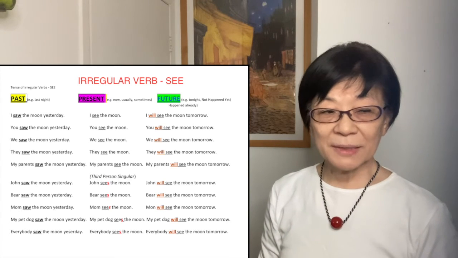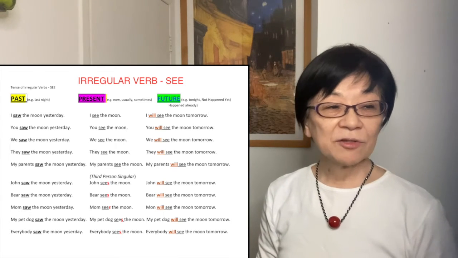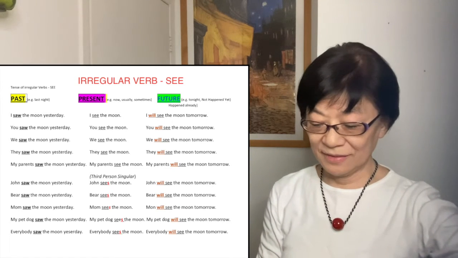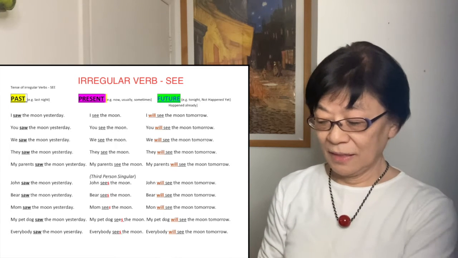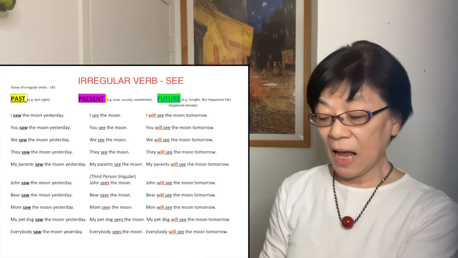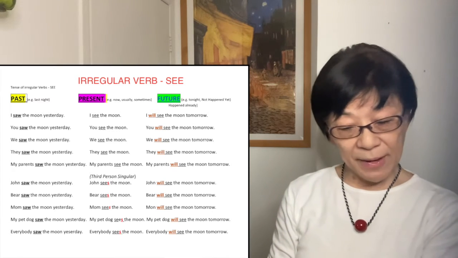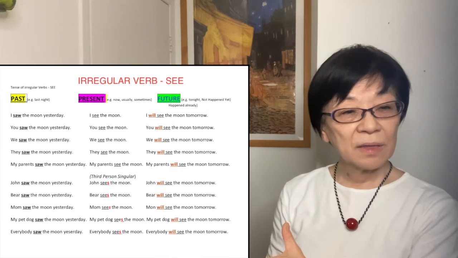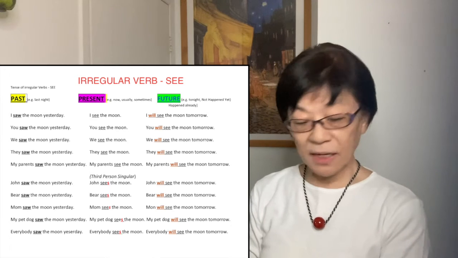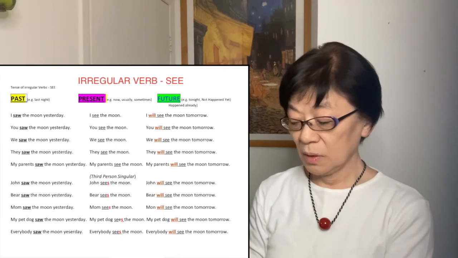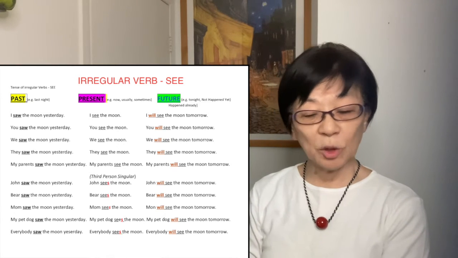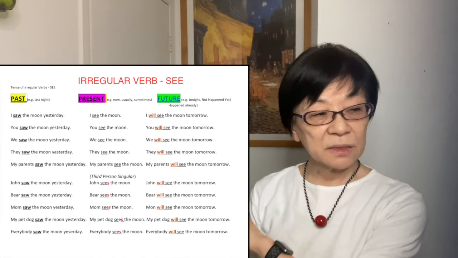This looks similar, but slightly different. Can you tell what's different from the previous one? Anybody? Kenji. I use the verb see. I see, you see, we see, they see, my parents see. What about future? Under will. We'll see, we'll see, we'll see, we'll see. Is there any change? No. Third person singular is still there with S after the verb, but will is the same.